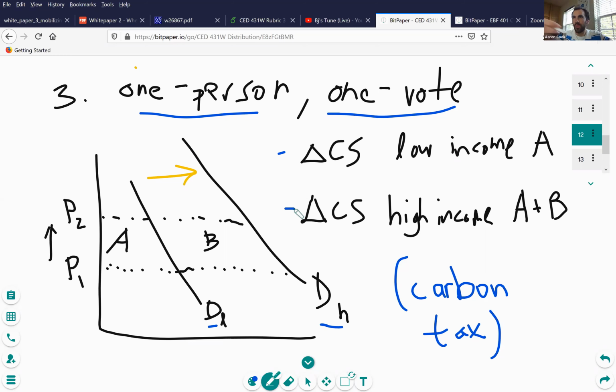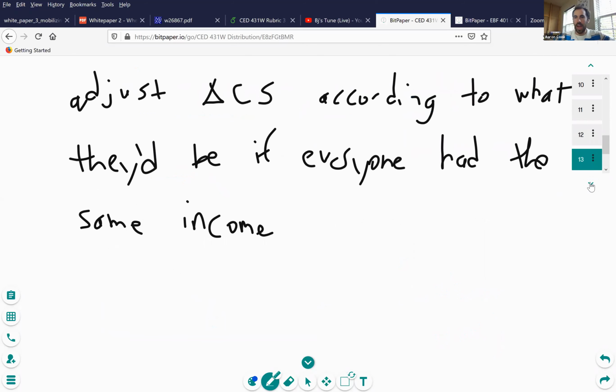And so this will be the first example where we're going to transition now from thinking about reasons for having transfers to actually thinking about ways to practically implement this. We introduced this last class, but I just want to go over this one more time. The idea here would be that you just adjust the consumer surplus.